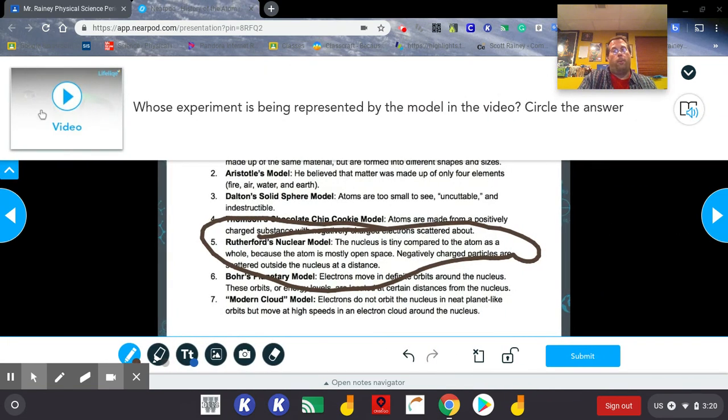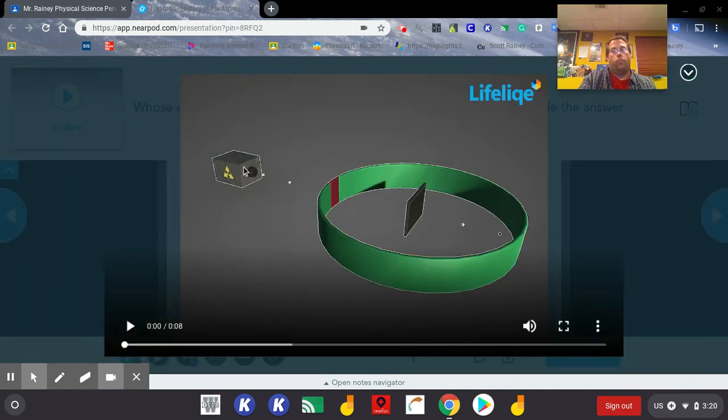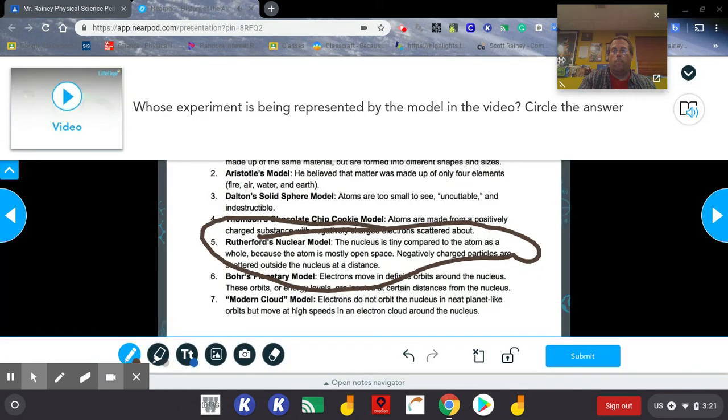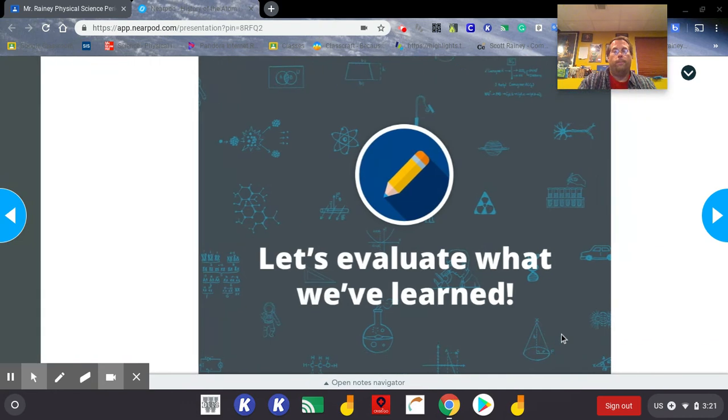For which experiment is being presented, if you look at the experiment, it is Rutherford's experiment. They're shooting alpha particles at this foil. If you see how they hit this board, sometimes they deflect, sometimes they bounce back. That showed Rutherford that there had to be something there in the middle. So I circled Rutherford's with my marker, and I submit, and it allows me to move on, or it should.